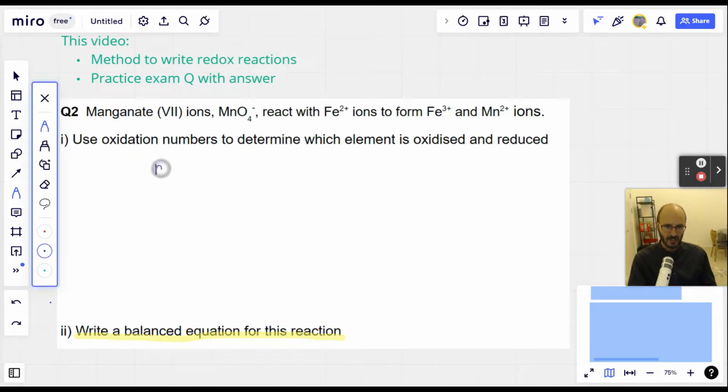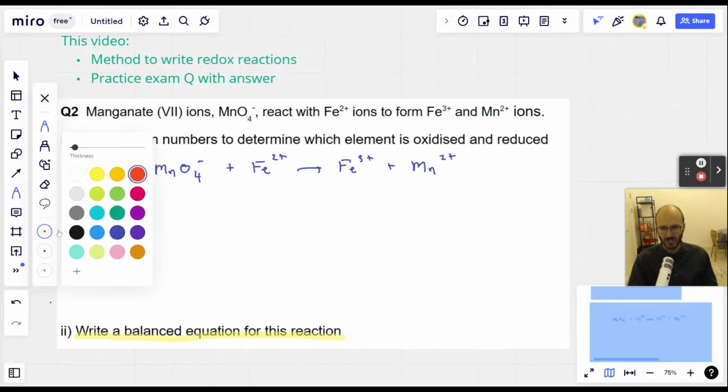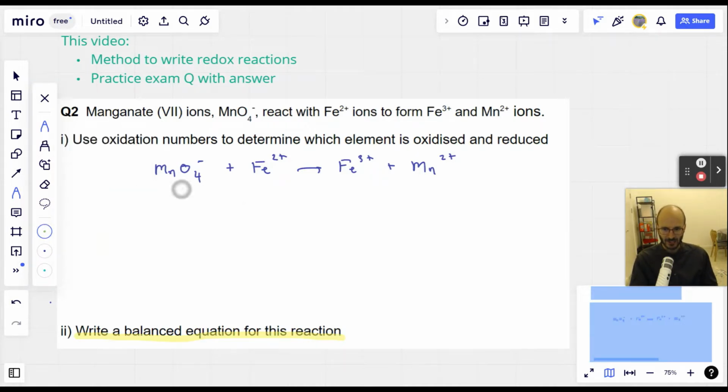So you have manganate. I'm going to write a sort of balanced equation. It's not going to be the balanced equation. Perfect. So I would say this is what we can see from the question. Now we work out the oxidation numbers. I'm going to do it fairly quickly because that's not the object of this video.